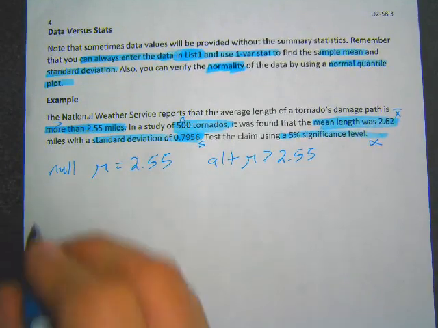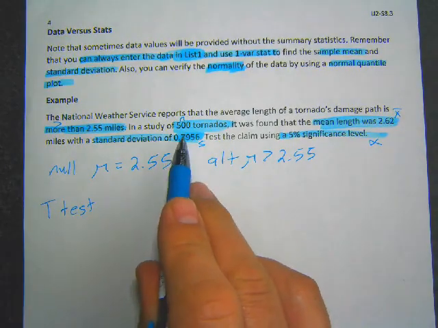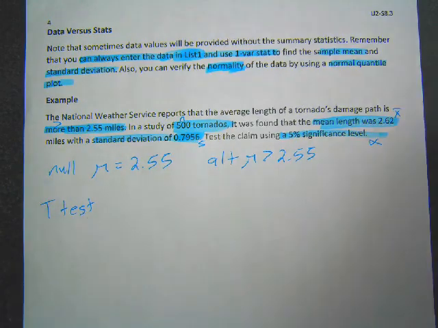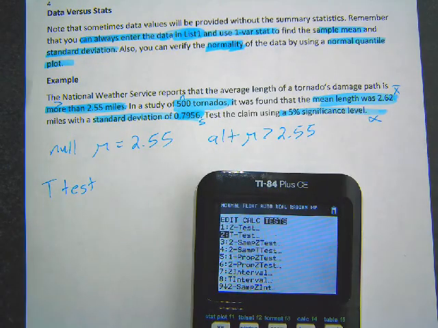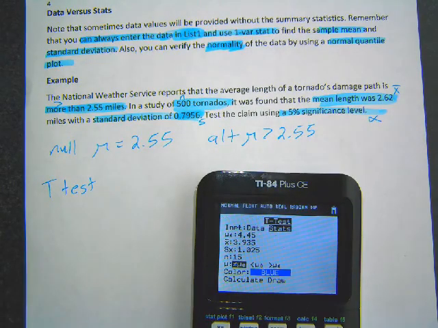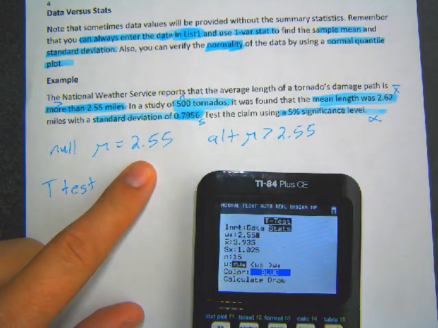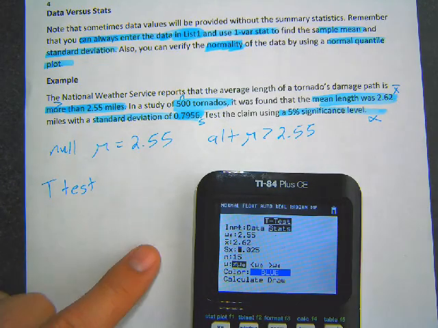So first off, we're going to do that T test, because again, when we're working with means and sample means, we're going to be doing T tests. Put in the data for the T test. So I'm going to hit stats, test, T test. We're doing stats. The claimed value is 2.55. The sample mean is 2.62. The sample standard deviation is 0.7956. The sample size is 500.